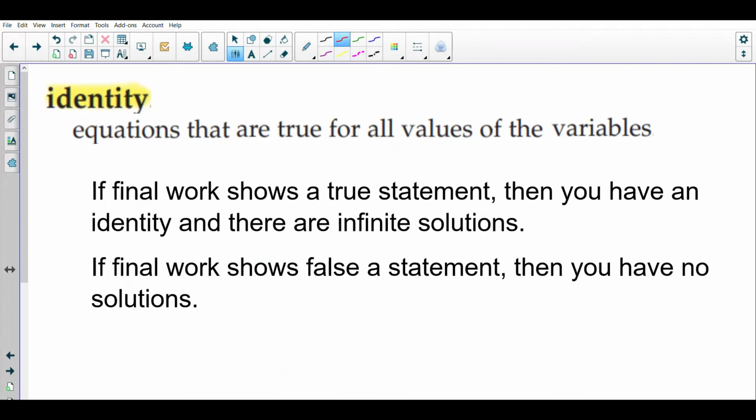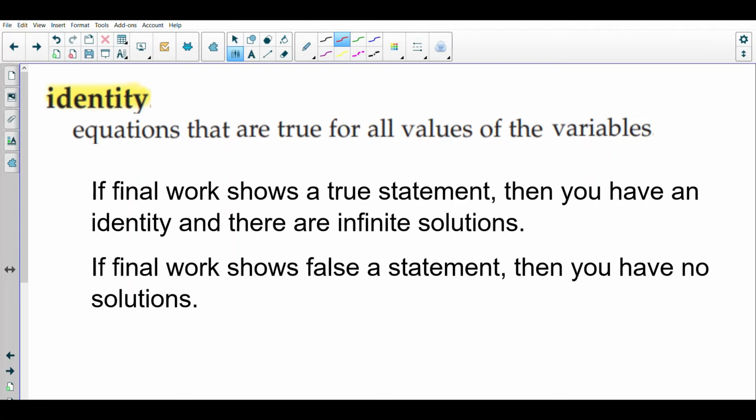Next, we have to talk about what an identity is. Identities are equations that are true for all values of the variables. So as you're working through the problem, if your work shows a true statement, then you have an identity and there are infinite solutions. If the work shows a false statement, then you have no solutions. So by a true statement, we mean the sides are the exact same. Both sides are the same.